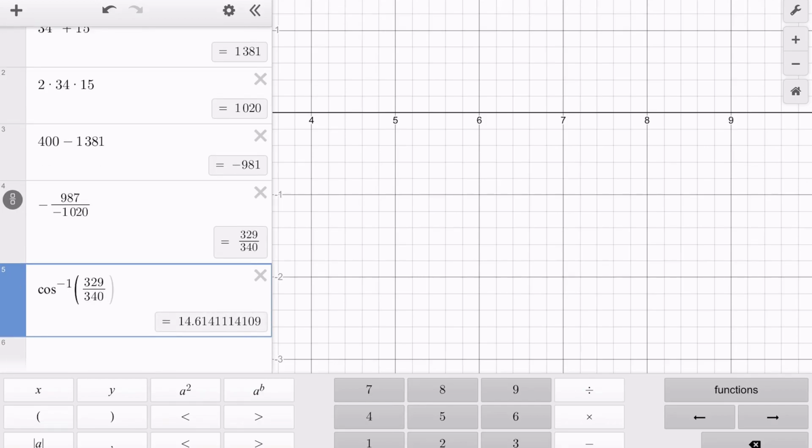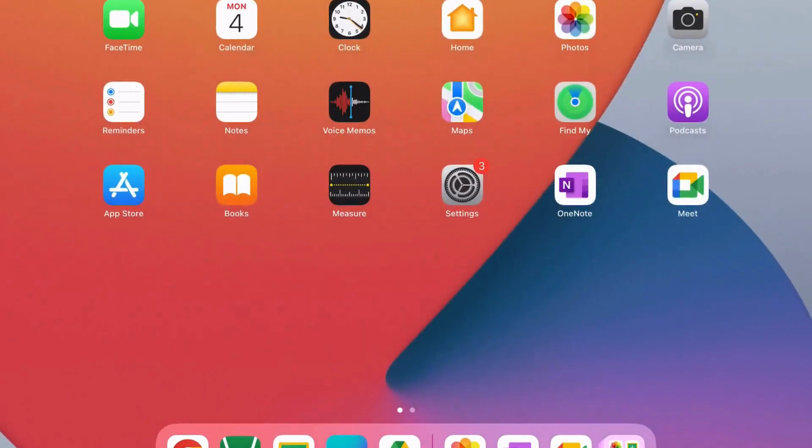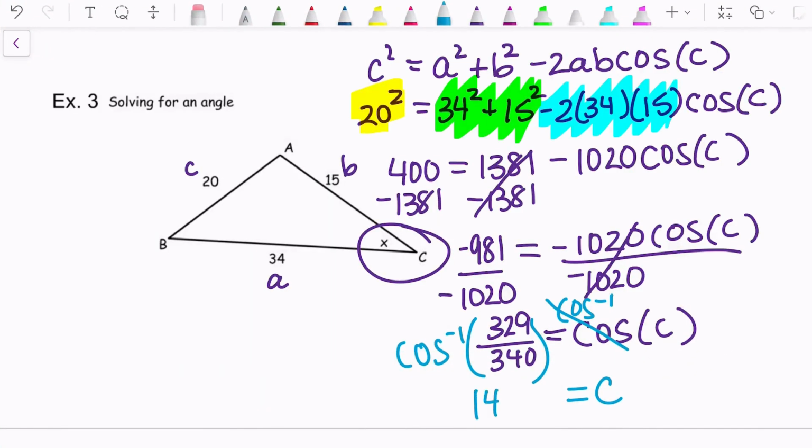And that gives me 14.6, but that's small, so I'm just going to check to see if I'm in degrees. I am. So make sure your calculator's in degree mode. So 14.61, and that's in degrees. And that is how you find an angle using the law of cosines.